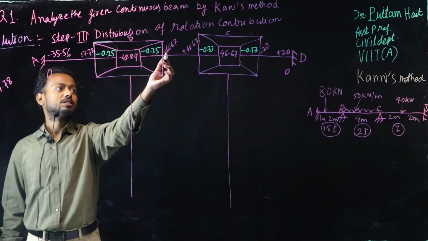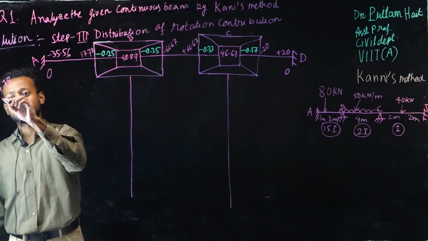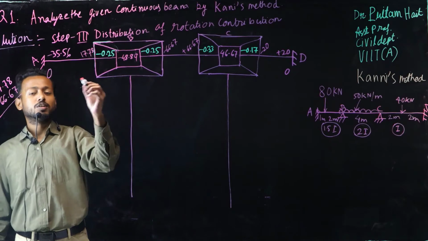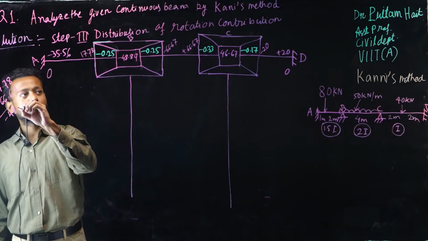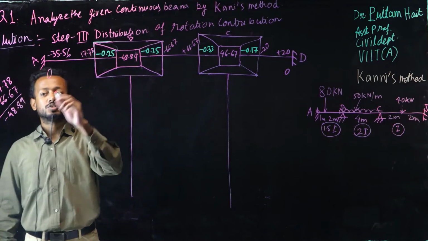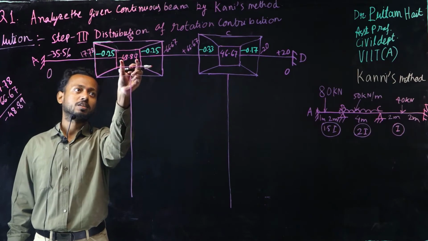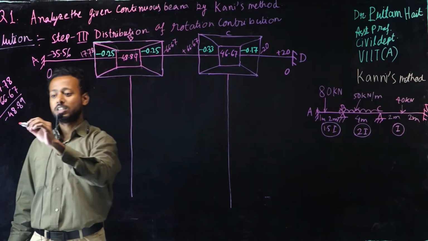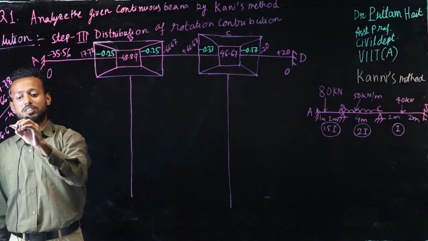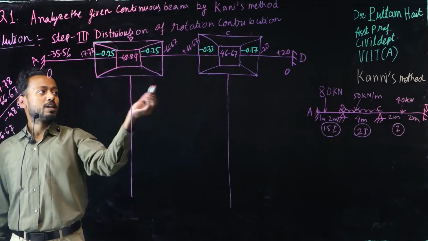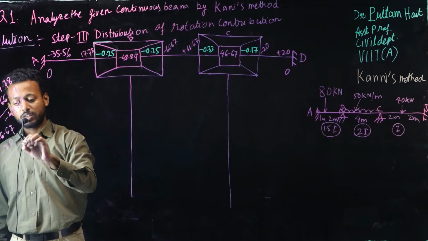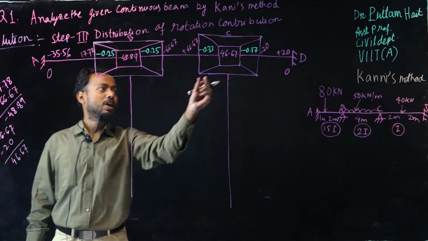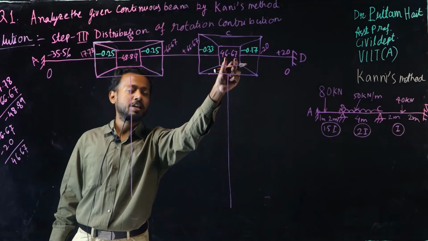17.78 plus minus 66.67, you will get minus 48.89. So this moment you write here. Similarly add this moment and this moment, that is 66.67 minus 20, you will get 46.67. So write this 46.67 here.